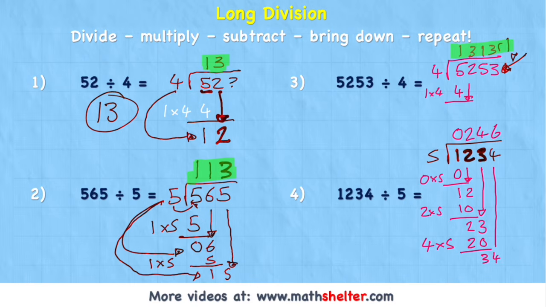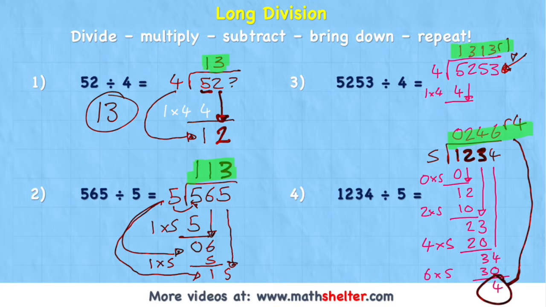There are 6, but I think this is going to be something remainder, because I've got 6 times 5 is 30. 34 subtract 30 leaves me with 4. And there's nothing now to bring down, so I can't bring down anything else. So my last question is, how many 5s are there in 4? Well, I can't take a whole group of 5 away from 4, so I now have to bring this all the way up and call it a remainder. So 1,234 divided by 5 is 246, remainder 4.